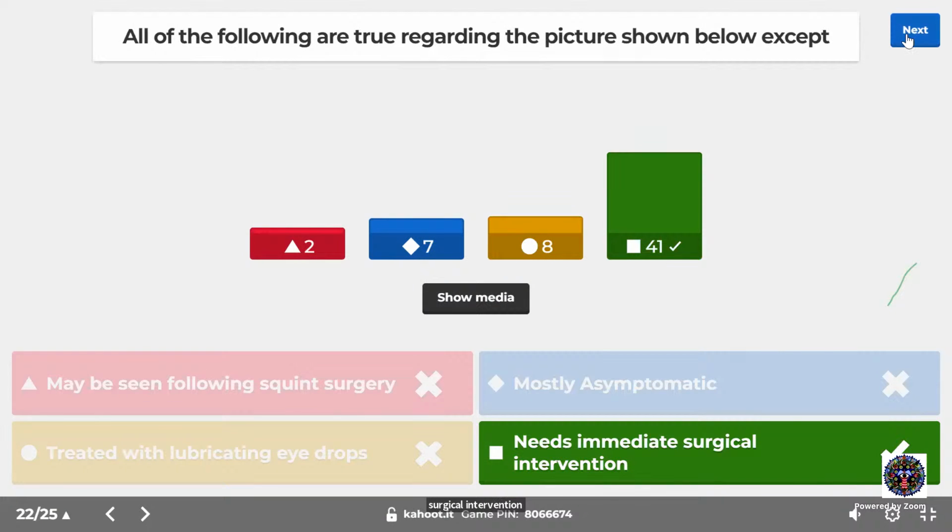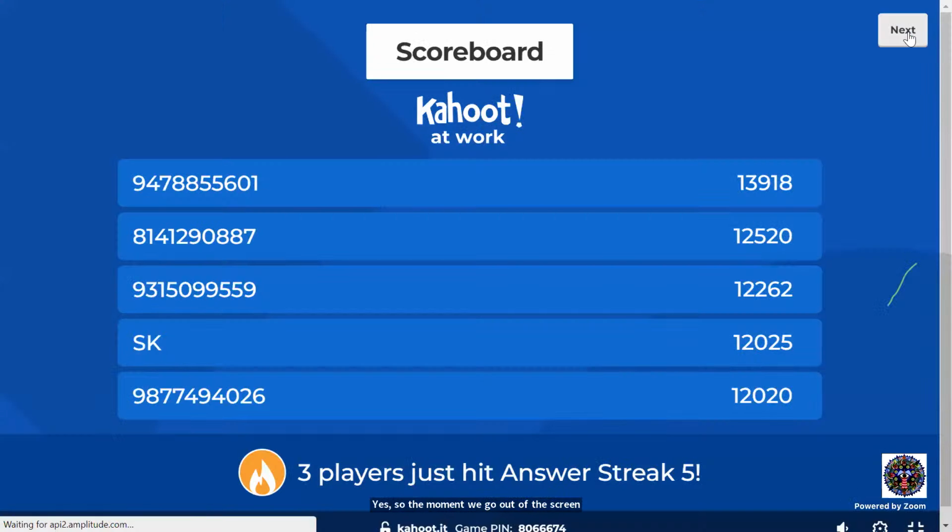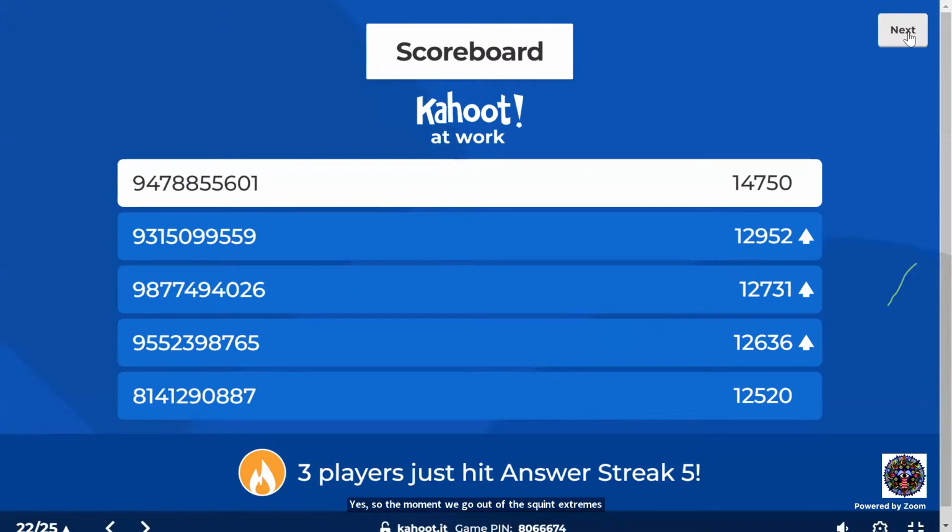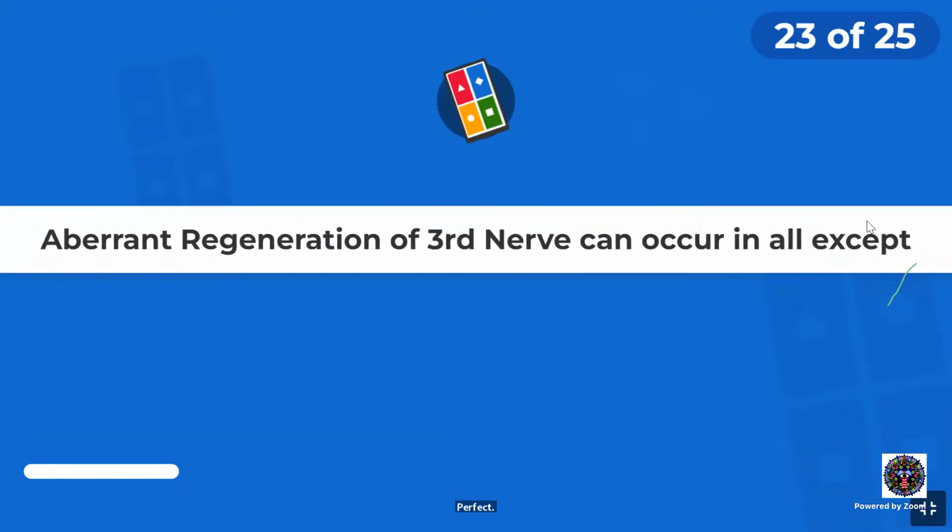So 41 people answered. I think this is the most correctly answered question. Yeah, that is the first question which many of them hit correctly. Yes, sir. The moment we go out of the squint extremes, everybody lands up answering correctly. Okay, going to the next question, sir. Sorry, the leaderboard. So 9559 understood my concept. You have to hit the right answer immediately. I think the last 2 questions, right? 2 or 3 more? Yes, so 3 more. Okay. Going on to the 23rd question, sir.